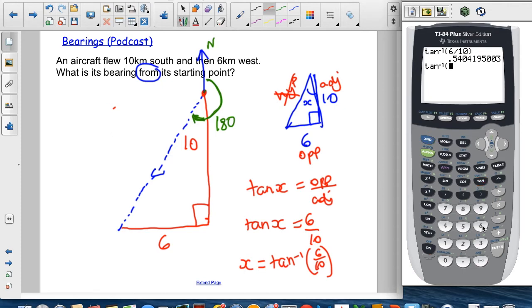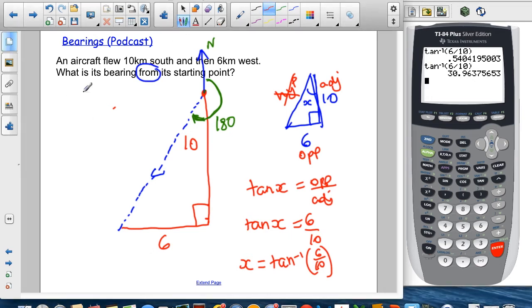Second tan, 6 over 10, which is 0.6. Yes, there we go, that's more reasonable. That looks better. So x equals 30.963, so let's say roughly 31.